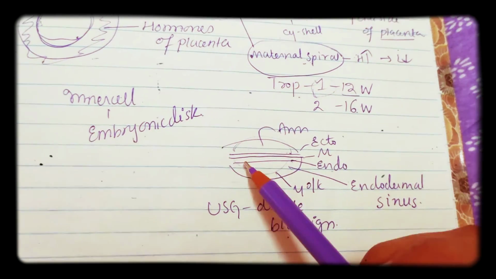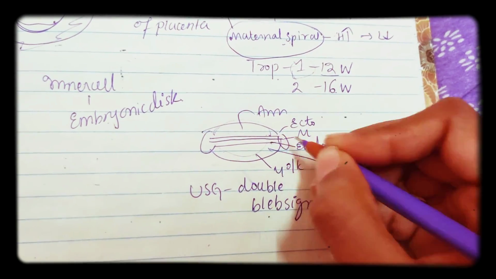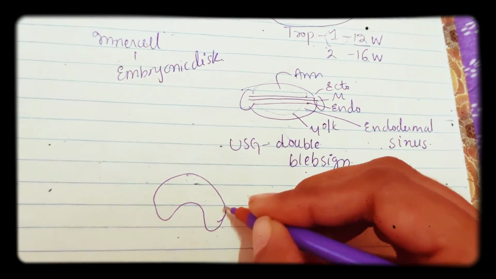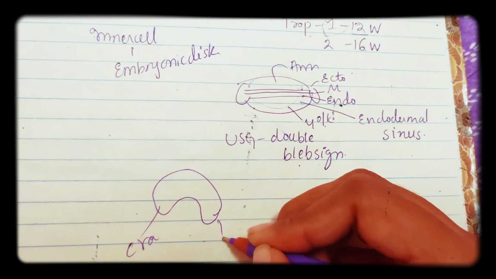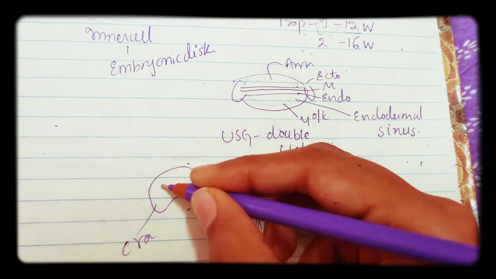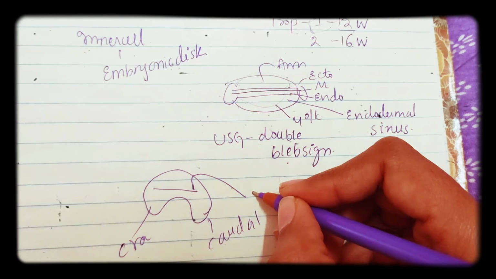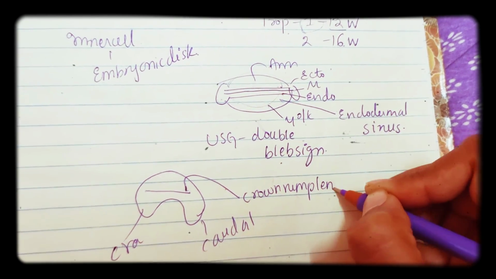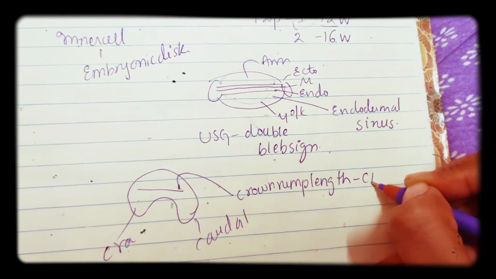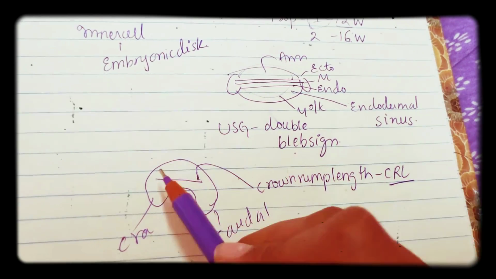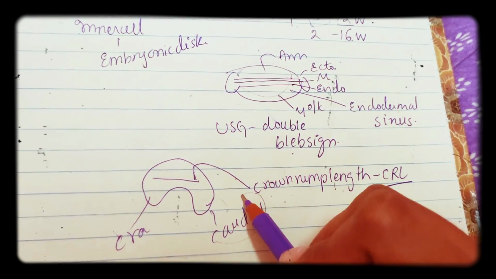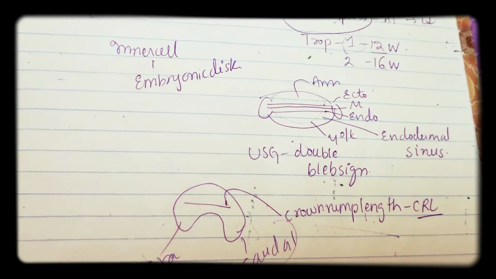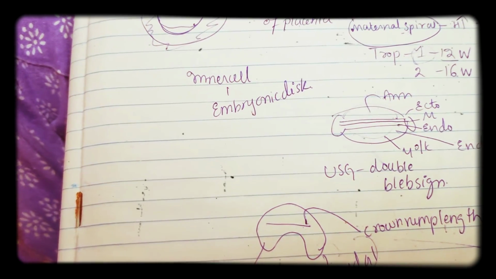So now as these are formed, the curving will start, where the cranial end and caudal end will start turning and form a baby shape. This is the cranial end, this is the caudal end, and if you measure the length between them, that is called the crown rump length, in short CRL. That is from the crown, the head, to the rump, the caudal end. The length you measure is called crown rump length. So this is also the distance between the embryonic poles.